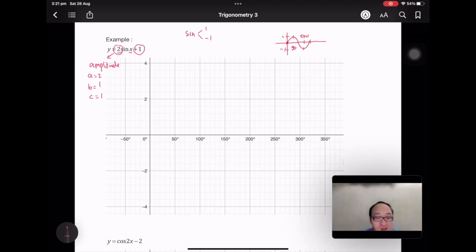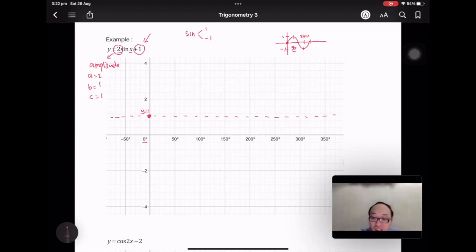But now, because we have plus 1, everything should be lifted by 1. So the principal axis now is not the x-axis, but y equals 1. So I can draw it here. This is y equals 1. And it starts from the principal axis when theta equals 0. So when this is 0, it starts from the principal axis.